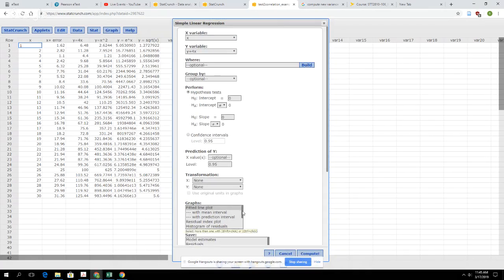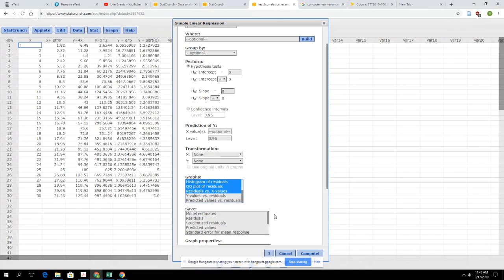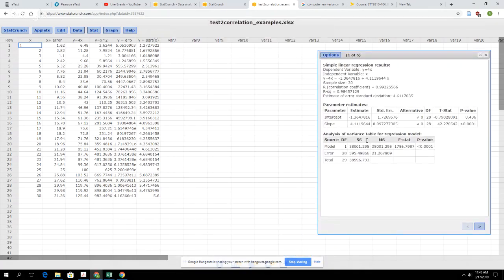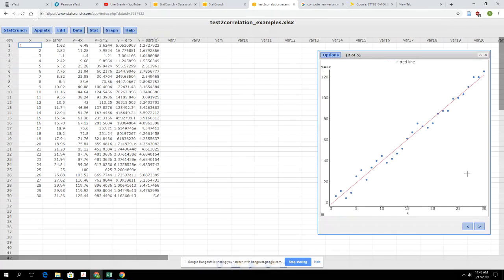and while we're at it, I want a histogram of the residuals and a residuals versus x values. Oh, we'll take QQ versus residuals too. And we'll be able to start comparing residuals here. So there's our summary. Our R is very good. And let's look at the scatter plot. Yeah, our R should be very, very good, since this is a linear equation with just a little bit of bouncing in it.